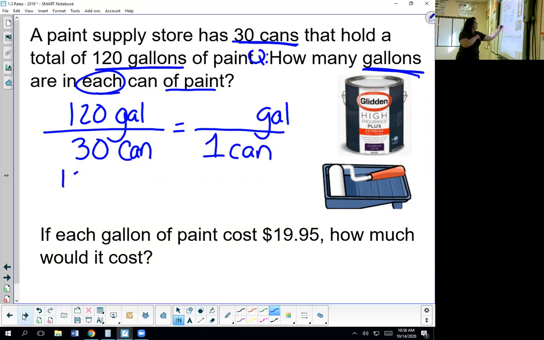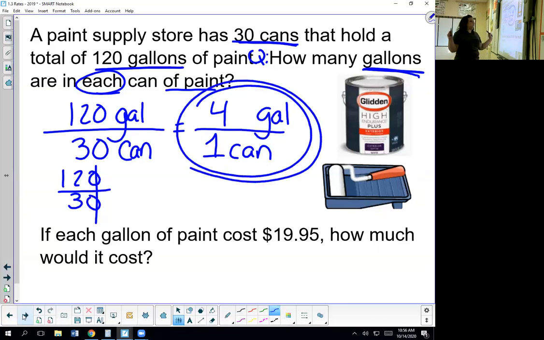Now, this is 120 over 30. You could cross out the set of zeros to simplify it a little quicker. And then that right there is mental math. 12 divided by 3 is 4. So each can of paint that you're getting has 4 gallons in one can of paint.